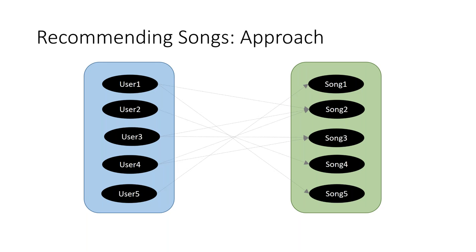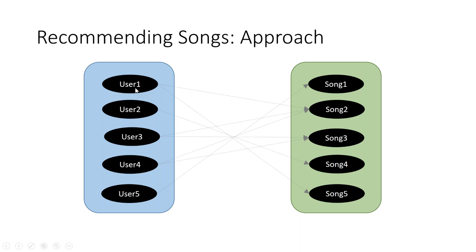Now, the approach is greatly simplified here, of course, for our demo. But the basic idea is that when you know which users have listened to a set of songs, you could use the knowledge that other users who listen to the same song might also, or the songs that they in turn listen to might be of interest to you. So let's walk through this.